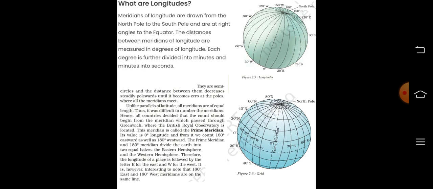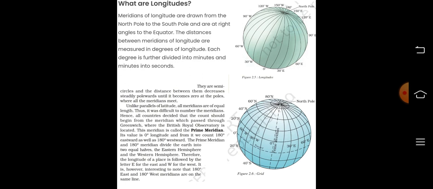Hence, all countries decided that the count should begin from the meridian which passed through Greenwich, where the British Royal Observatory is located. This meridian is called the prime meridian. Its value is 0 degree longitude, and from it we count 180 degree eastward as well as 180 degree westward.